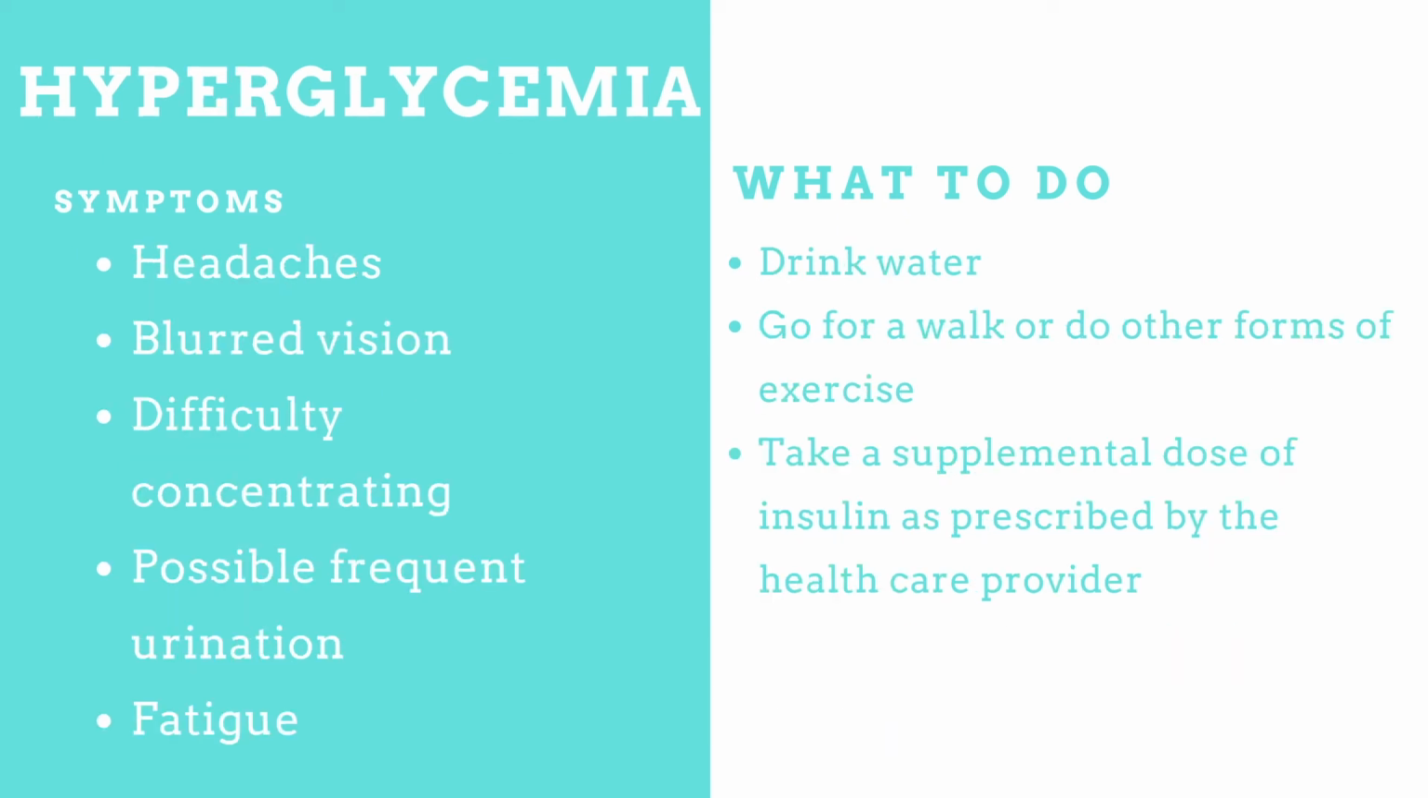Conversely, if your blood glucose is exceedingly elevated, you will enter a state called hyperglycemia. This may happen when you have consumed too much sugar, such as eating a large meal with a decadent dessert, or forgetting to take your routine dose of insulin. When your sugar levels are too high, you will notice an increase in thirst. You may experience headaches, blurred vision, difficulty concentrating, possibly frequent urination, and fatigue.